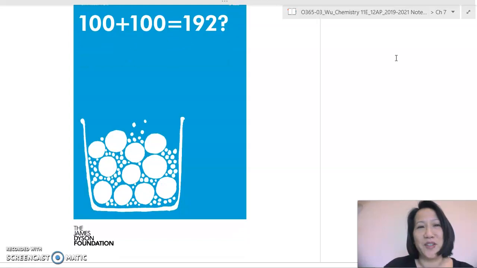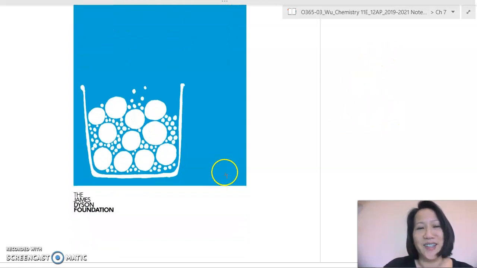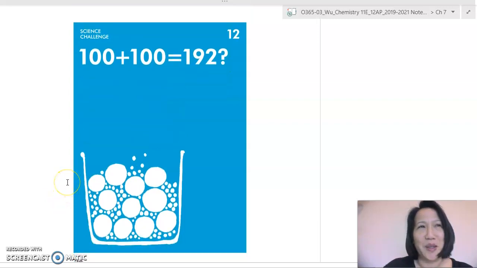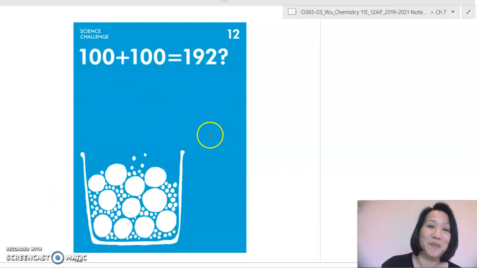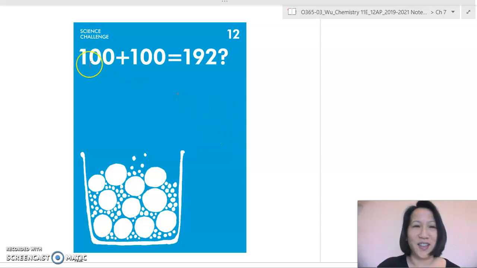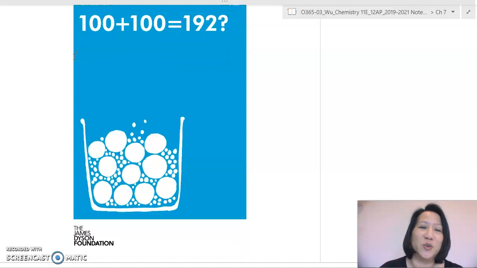Dyson put out a bunch of challenges. I thought it was kind of cool. I like my Dyson vacuum cleaner. They're very innovative. And then the Dyson fan, wow, right? Quite different. And they've put out a couple of science challenges that I thought were pretty fun. And here's one that has to do with our topic. When on Earth does 100 plus 100 equal to 192? Maybe this picture will give us an idea.